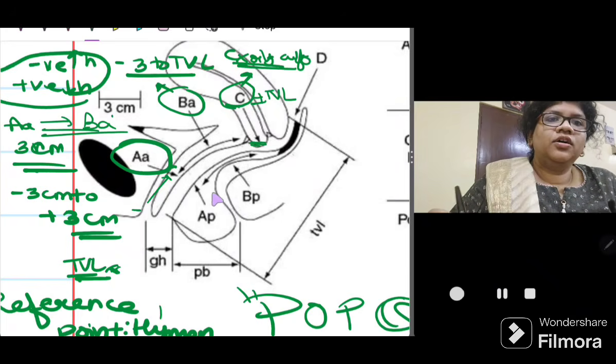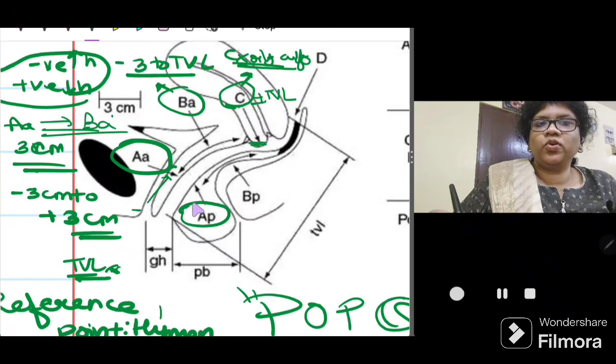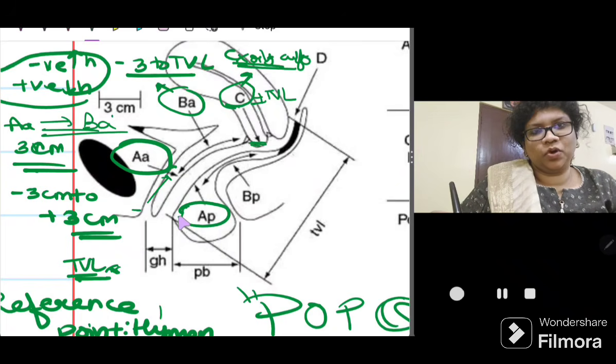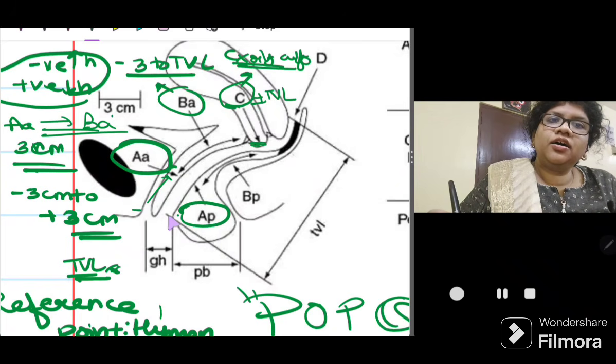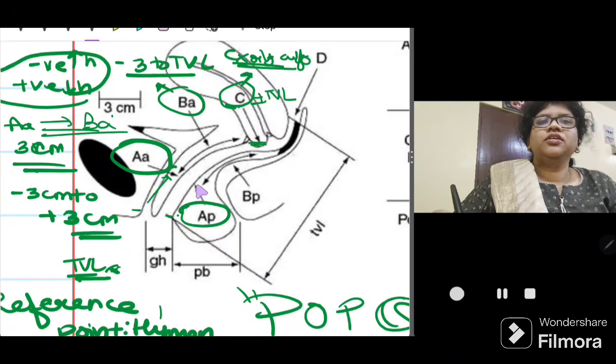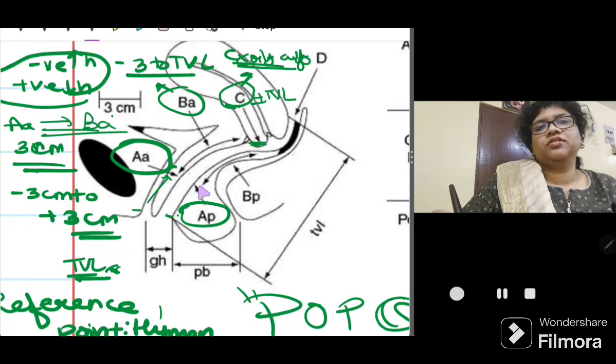Next, let's talk about AP. AP corresponds to Aa but in the posterior vaginal wall. Suppose this is the hymen here, so 3 centimeters above it, from the hymenal point in the posterior vaginal wall, is AP. So this again can be -3 to +3.